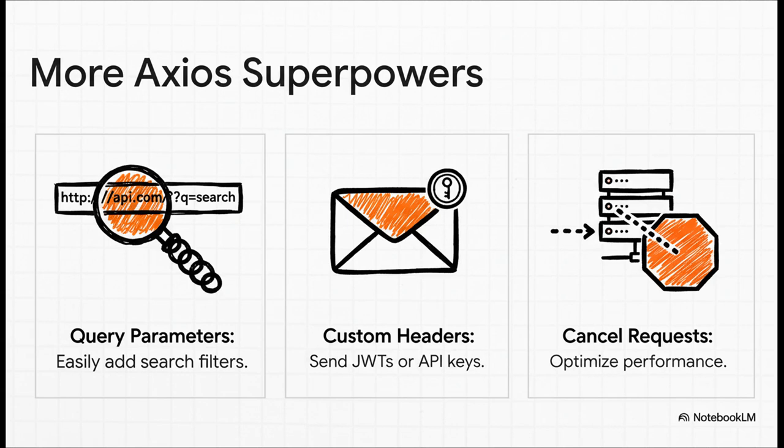And there's more. Need to add search filters or query parameters? You just pass in a params object. Need to add a specific API key for just one request? Add a headers object. What if a user clicks away from a page while a really slow request is running? Well, Axios lets you cancel it, which saves bandwidth and makes your app feel faster. These aren't just features on a list, they're direct solutions to real-world problems we all face.